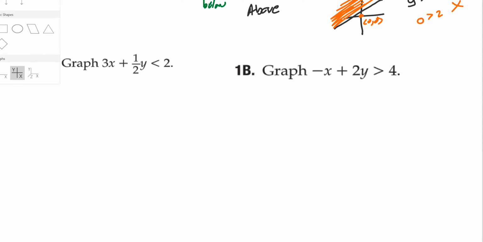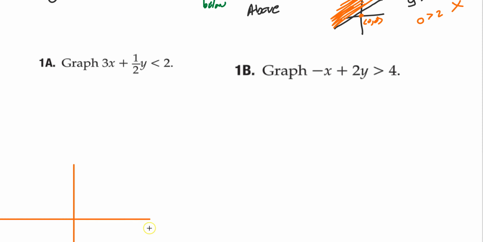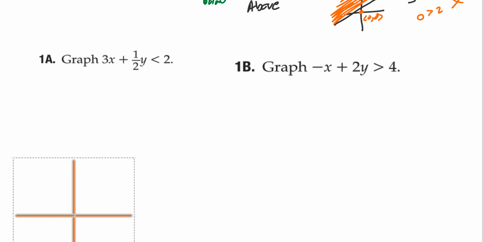Let me add a little chart there. Okay, that's fine, I guess. Let's make it blank. There we go. Come on.